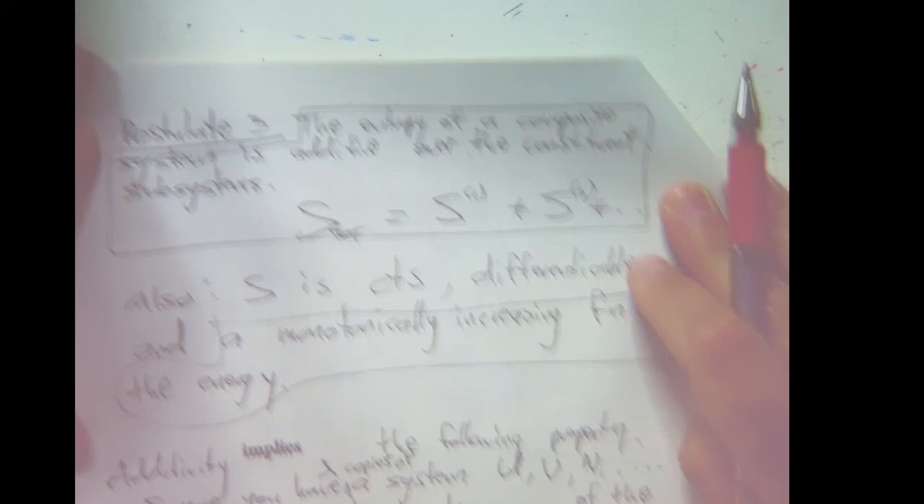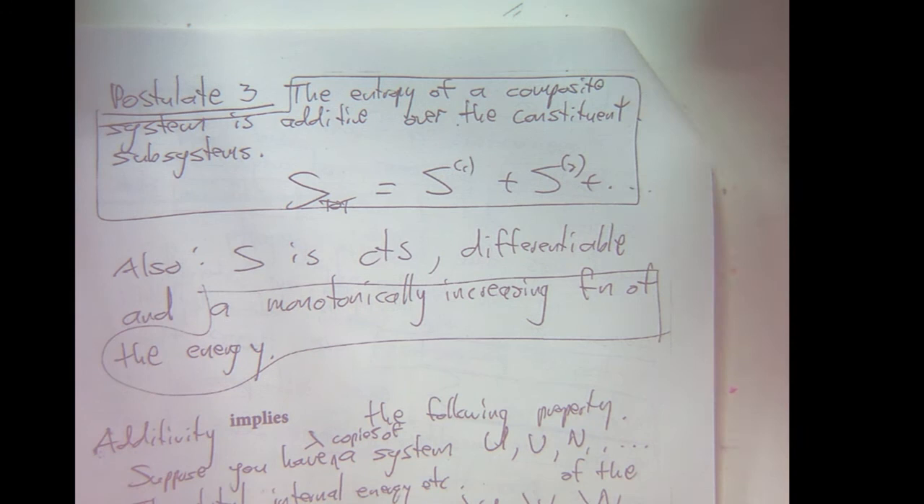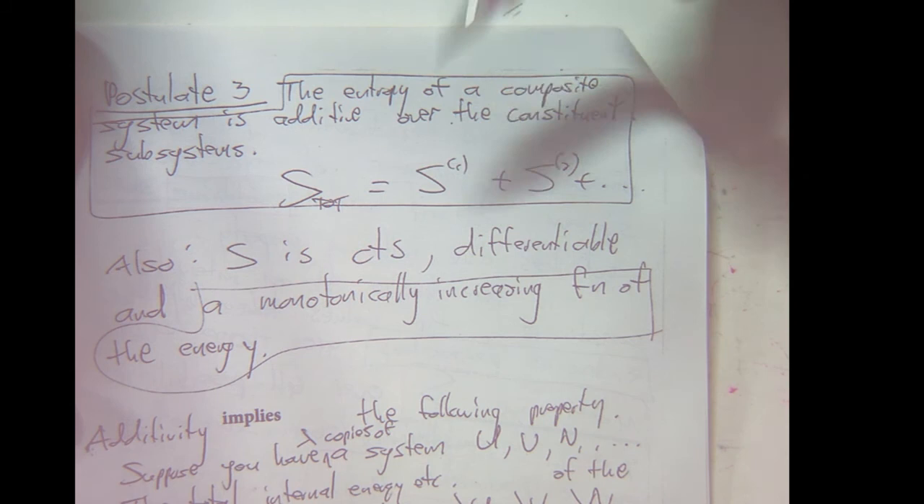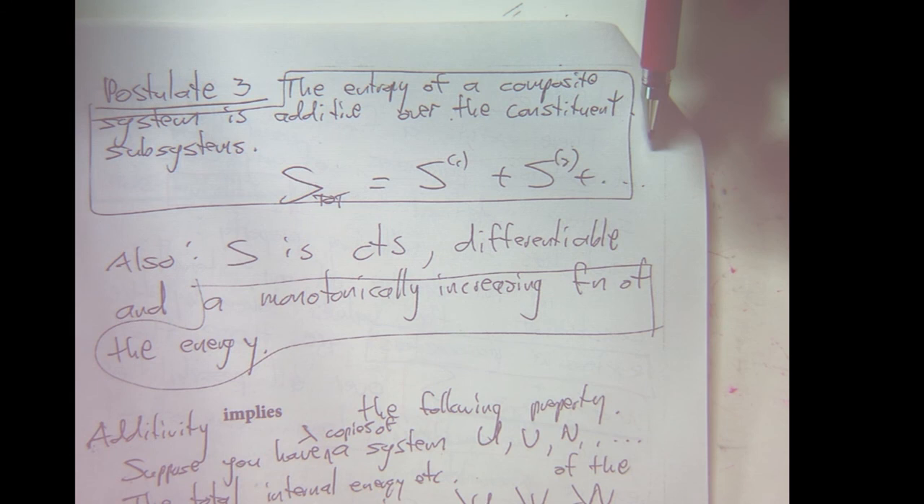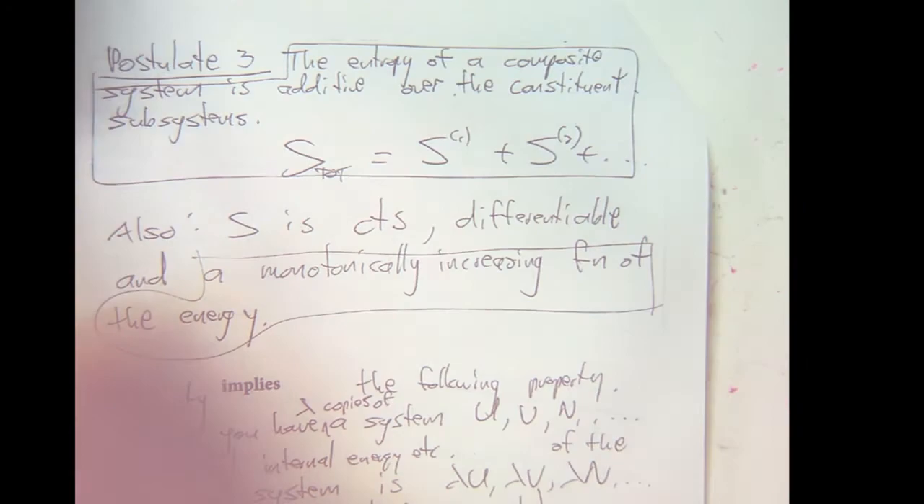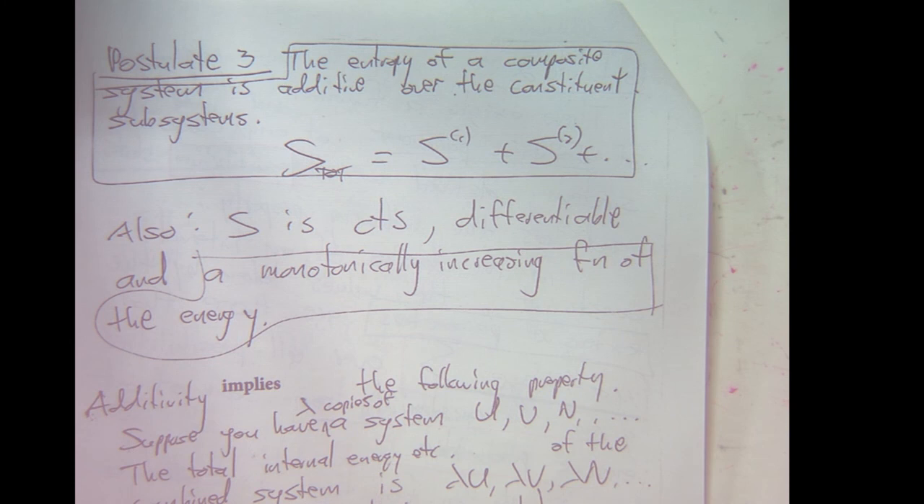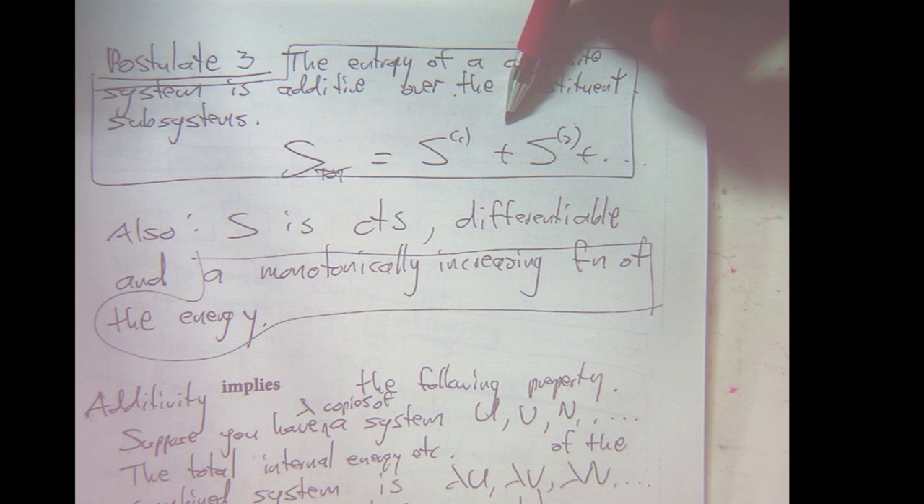Postulate three. The entropy of a composite system is additive over the constituent subsystems. So the total entropy is the entropy of subsystem one plus the entropy of subsystem two plus the entropy of any other subsystems. So the entropy is extensive? Yes. What this really means is that the contribution of the boundary does not affect additivity.